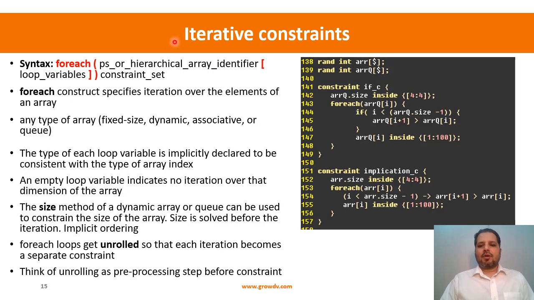Okay, so whenever you have a certain set of arrays, you can use this iterative constraints approach to loop over each element of the array and add constraints on each of the elements. The formal syntax looks something like this. You say foreach, then the array identifier, then you utilize a loop variable, and then you define the set of constraints. And these set of constraints apply to each element of the array that we have put in the foreach.